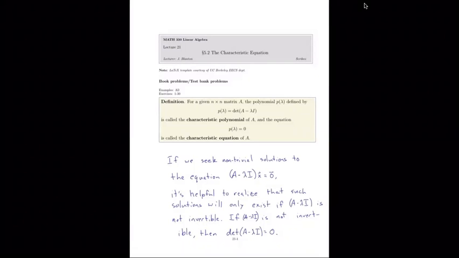Section 5.2 is the characteristic equation. So this is our tool to find eigenvalues. All right, so let's have a look at what we've got in the definition.